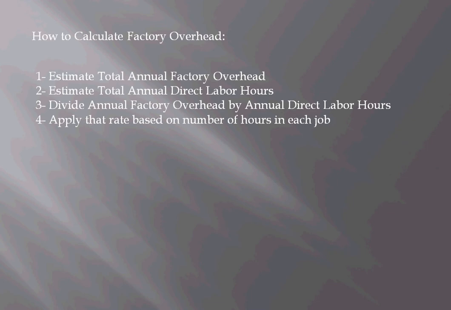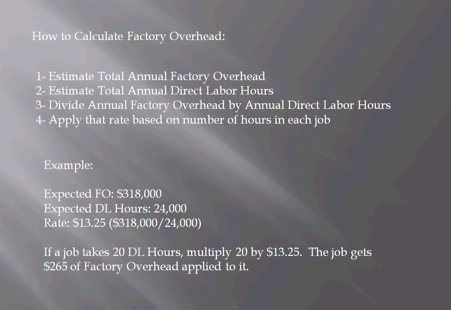Then you'll divide the total annual factory overhead by the total annual direct labor hours. You'll get a rate, and you apply that rate based on the number of hours in each job. Now, here's an example. If your expected factory overhead for the year is $318,000, your total direct labor hours that you expect are 24,000. You divide the 318 by the 24, and you get $13.25. And what that's telling you is you have $13.25 of factory overhead per direct labor hour. So if your job takes 20 direct labor hours, you simply multiply that 20 by your rate of $13.25. The job gets $265 of factory overhead applied to it.